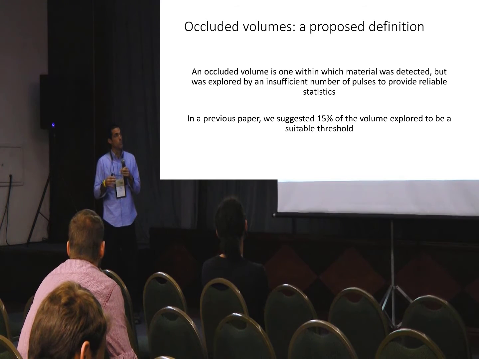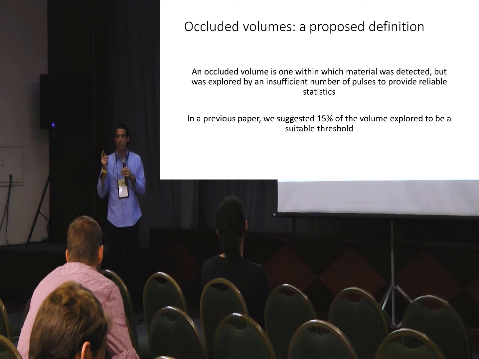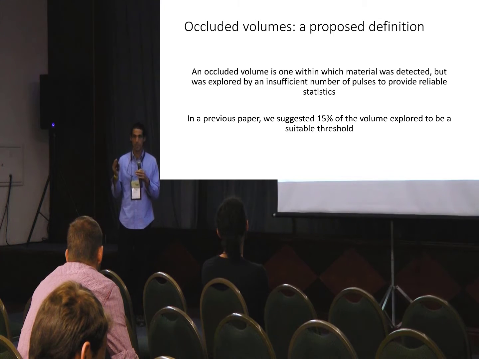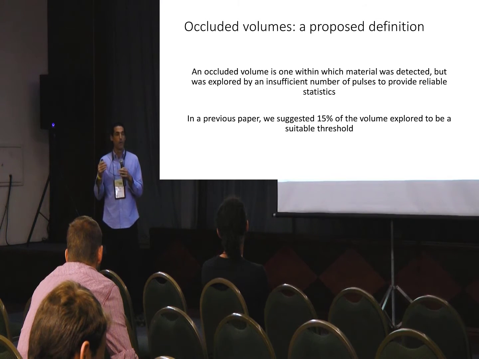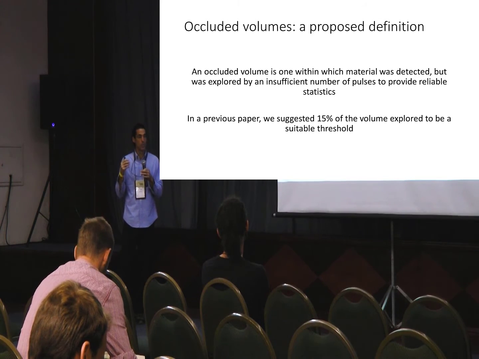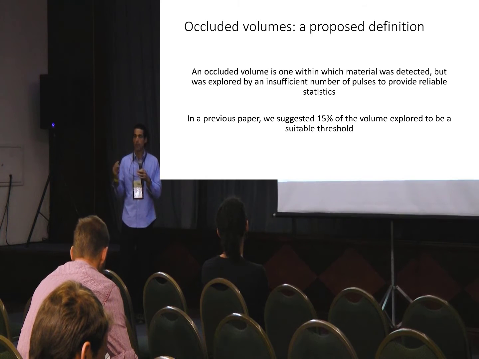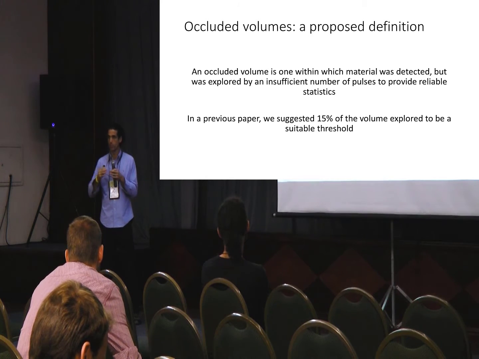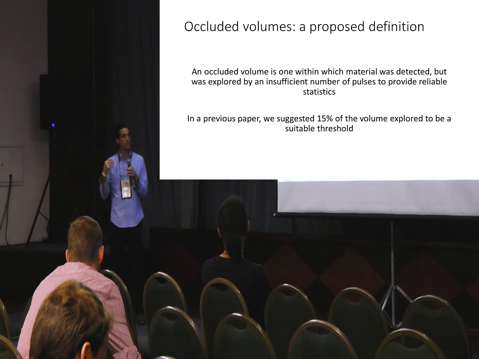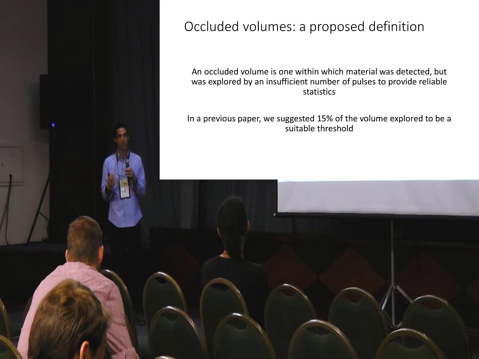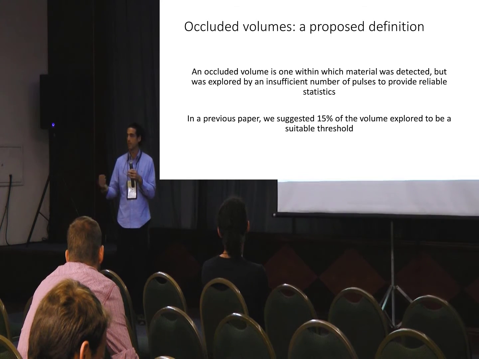So an occluded volume is not going to be a volume where you're necessarily detecting material, because there are a lot of volumes in a plot where you're going to have a very low number of pulses going through, but you're not detecting any material. And so if you're wanting to correct for occlusion, it's very difficult to correct for these volumes where nothing was detected. You have no way of knowing, was there actually something in there or not?